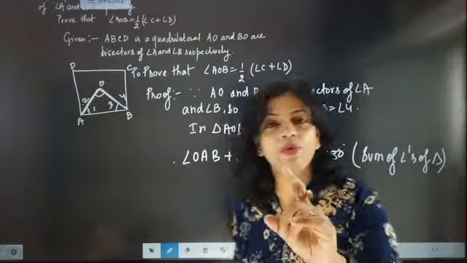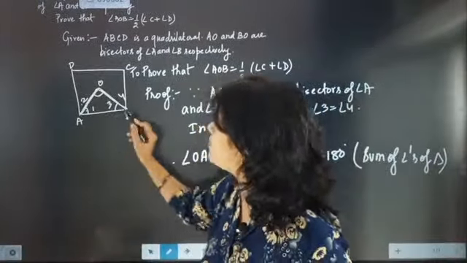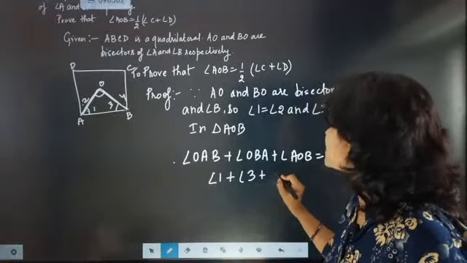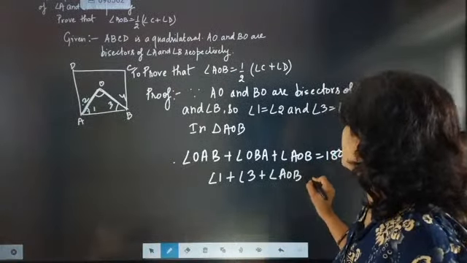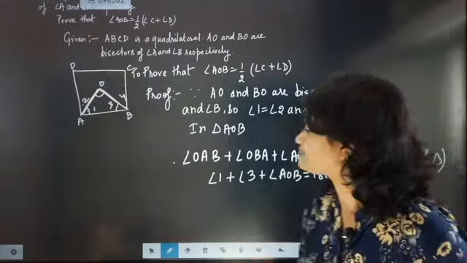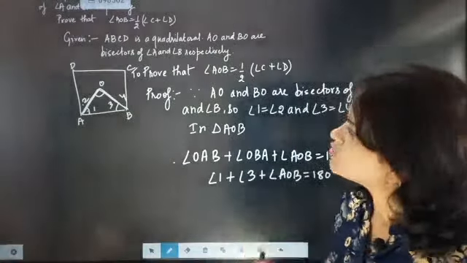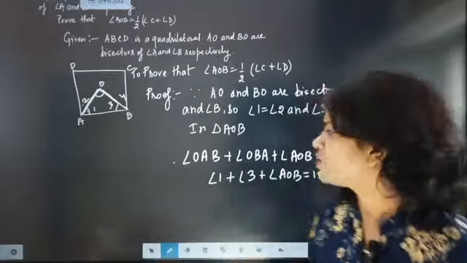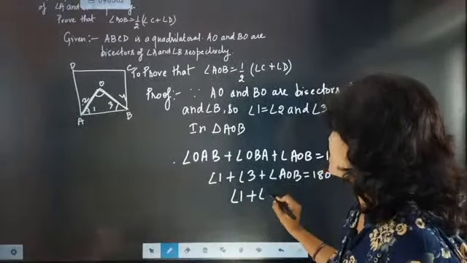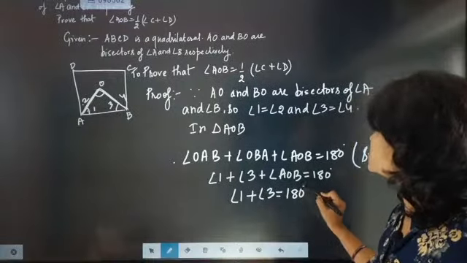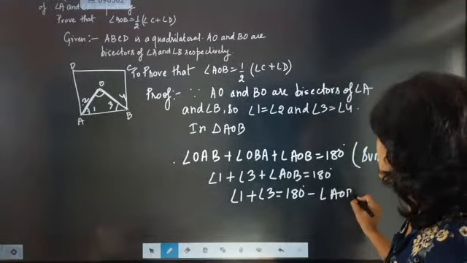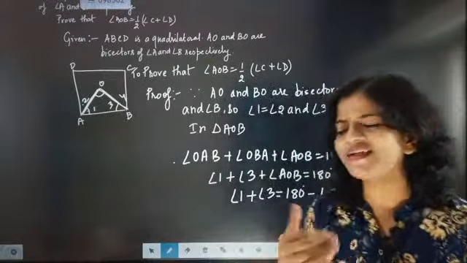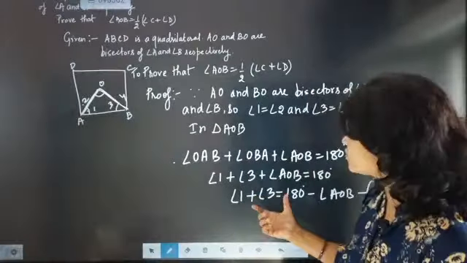Now you know one very important thing, that angle OAB is angle 1. So angle 1 plus angle 3 plus angle AOB will be equal to 180 degrees. We can write it like that. So now the most important thing is angle 1 plus angle 3. I am just going to leave angle 1 and angle 3 and shift this one, 180 minus angle AOB, because this is what I need right now. But angle 1 plus angle 3 is not so important for me right now, so I am just going to leave it out.